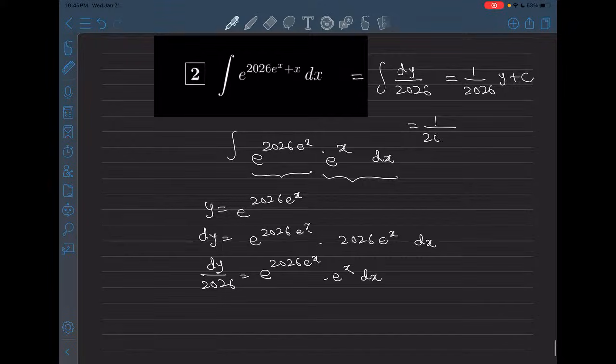And in this case, y is e to the power 2026 e to the power x plus c. So it turns out this wasn't really a hard problem. This was just substitution. So let's take the answer.